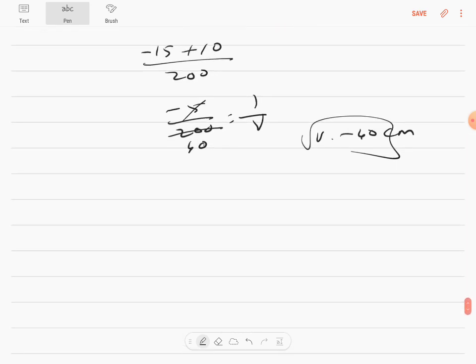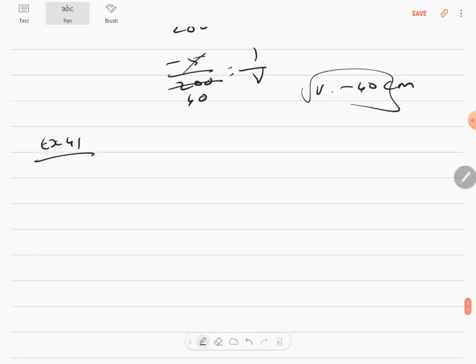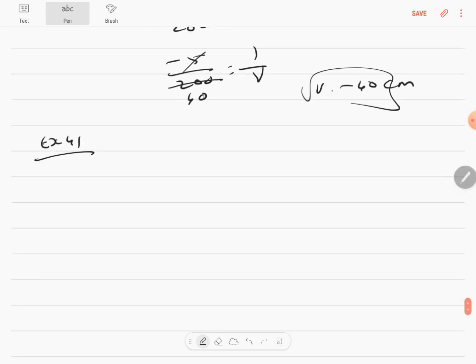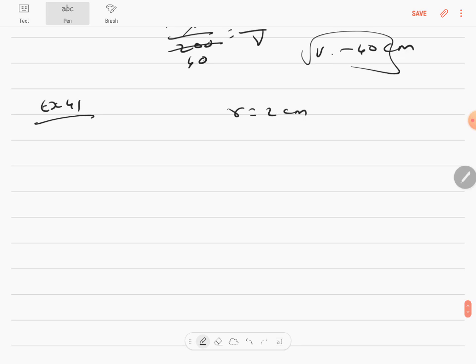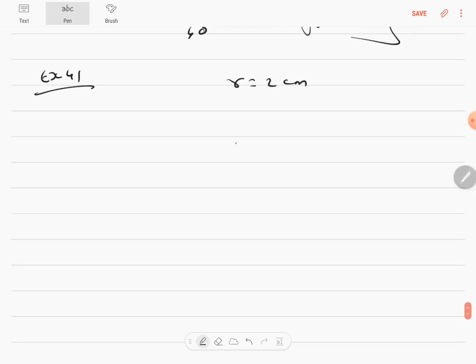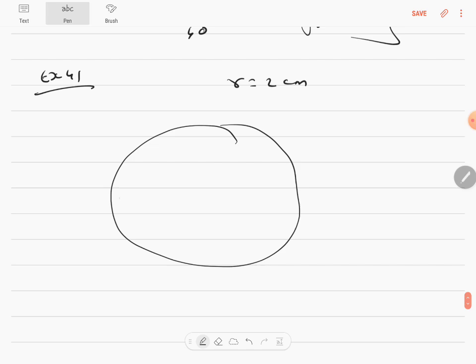So example 41. A small air bubble, again, along the diameter only you should assume. If your object is not along the diameter, you cannot even proceed. So a small air bubble in a glass sphere of radius 2 centimeter. Radius itself is given, 2 centimeter. Appears to be 1 centimeter from the surface. So there is an air bubble somewhere. You know this is the center of curvature and this is the radius. Somewhere inside you have an object which is the bubble. Bubble is the object.